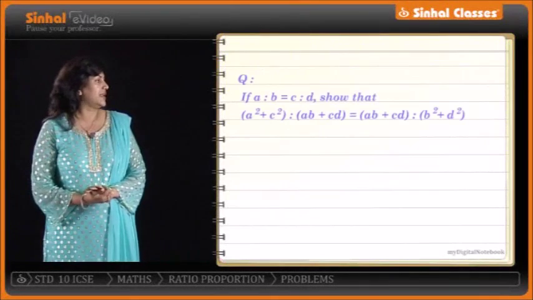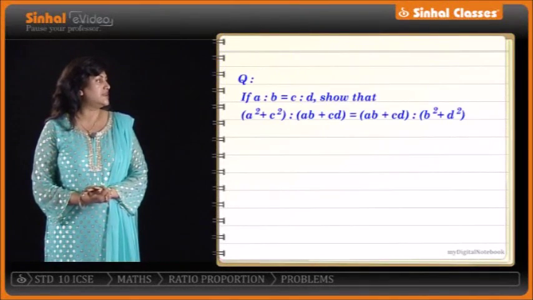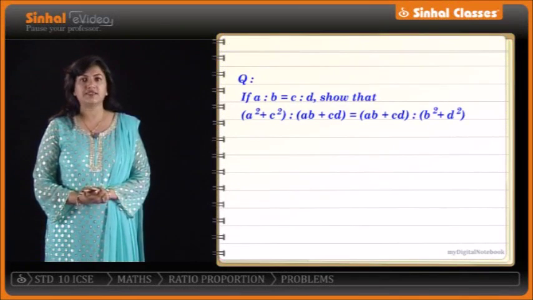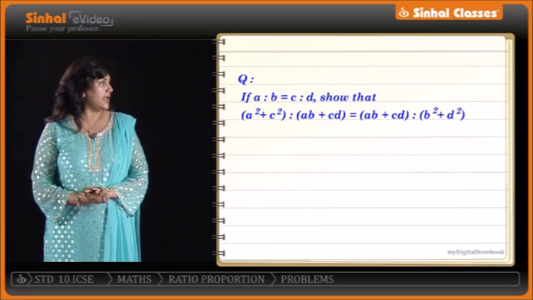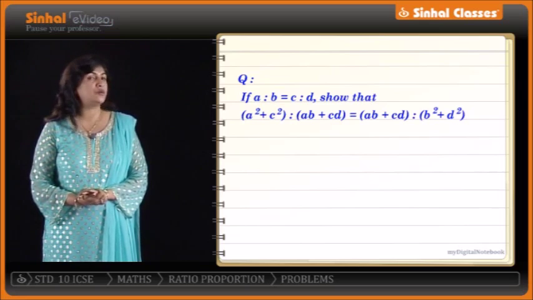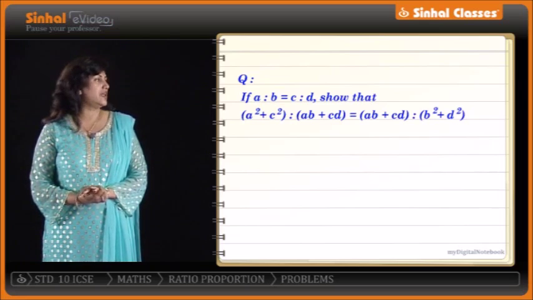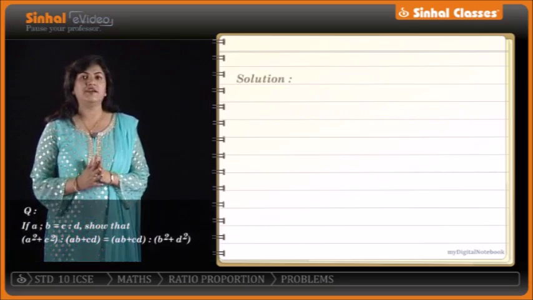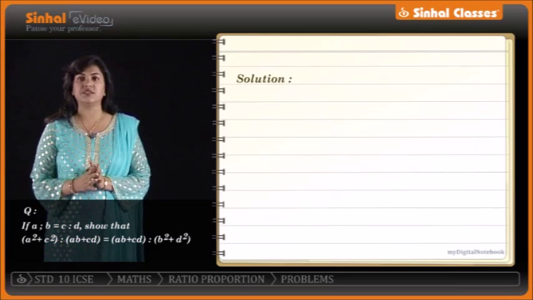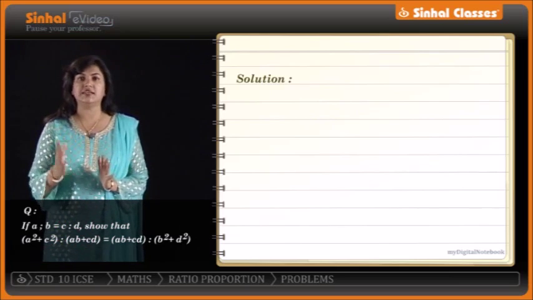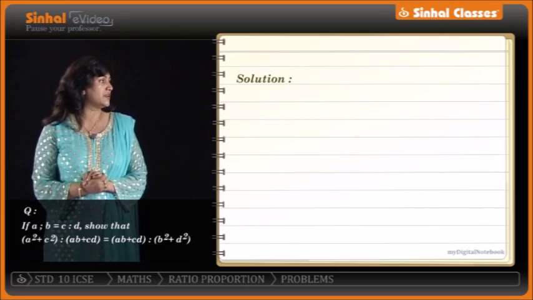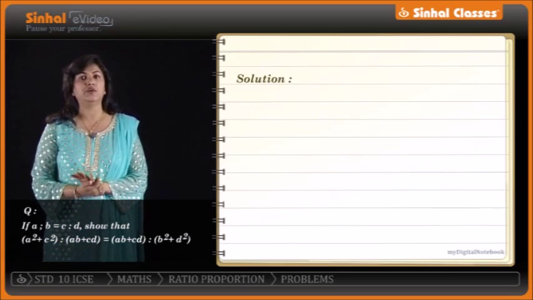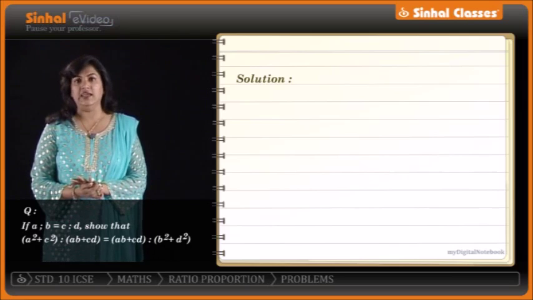Next problem: if a is to b is equal to c is to d, show that a square plus c square is to ab plus cd is equal to ab plus cd is to b square plus d square. Now we are given a by b is equal to c by d, that is a, b, c, d are in proportion. Now the best way over here is we take them equal to a constant k.